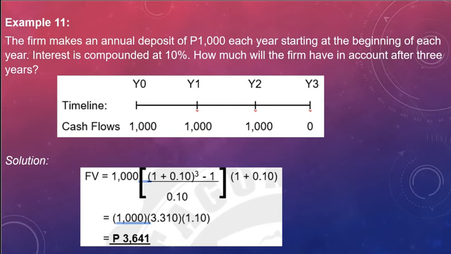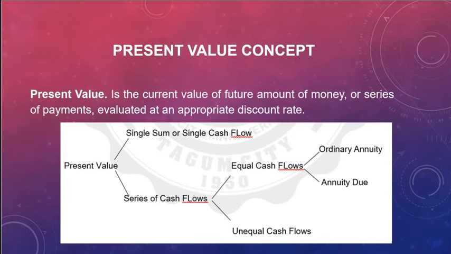Okay? So, tapos na tayo sa future value concept. Let us now proceed to present value. So, what about this present value concept? Dito, present value is the current value of a future amount of money or series of payments evaluated at an appropriate discount rate. So, kung kanina sa future value, we're trying to project kung magkano ang amount na aabutin ng binayad natin ngayon. Ito naman, we want to know kung magkano ba ang value ngayon ng amount na marereceive natin in the future.